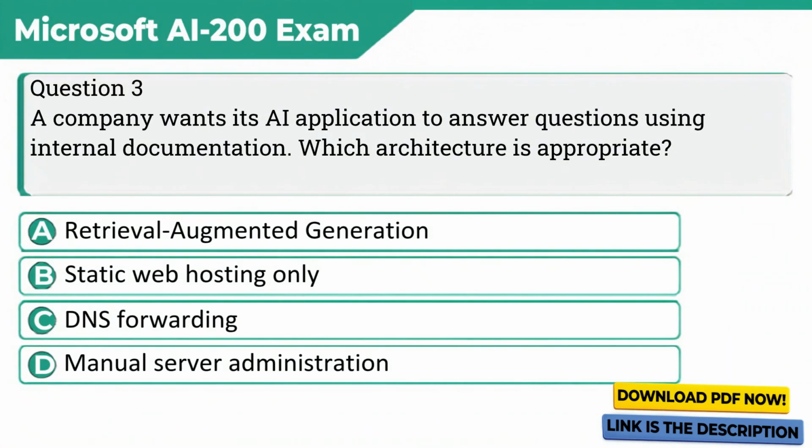Question 3. A company wants its AI application to answer questions using internal documentation. Which architecture is appropriate? A. Retrieval-Augmented Generation. B. Static web hosting only. C. DNS forwarding. D. Manual server administration.